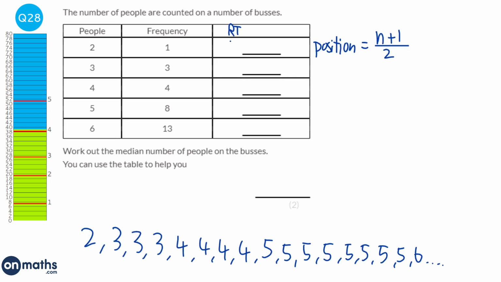So the first one is just 1. Then we're going to add the 3 in the next row, so that's 4. Add the 4 in the next row, 8. Add the 8 in the next row, 16. Add the 13 in the next row, and that would be 29.